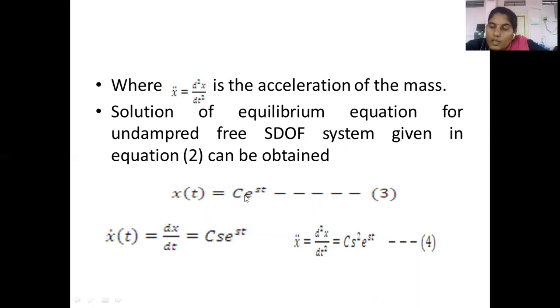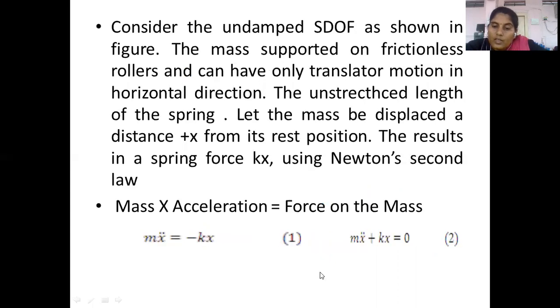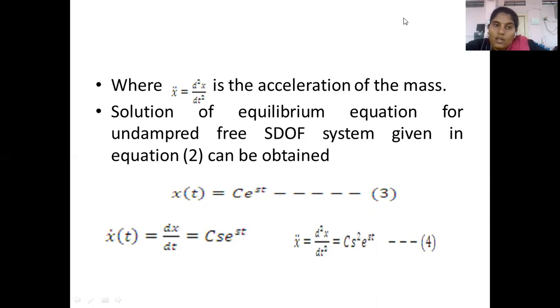Okay, so by putting this value in equation number 1, we already know equation number 2 is like this: mx double dot plus kx equal to 0. In that, mx double dot plus cx dot is equal to 0, where x is c into e raised to st, and x dot is nothing but the first derivative of x, that is dx by dt. So what is the derivative of c into e raised to st?